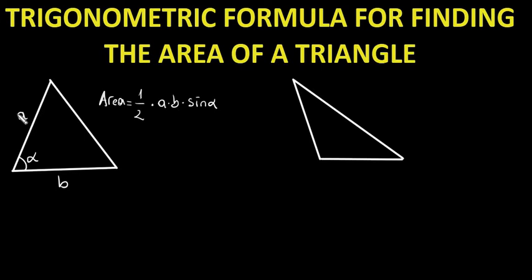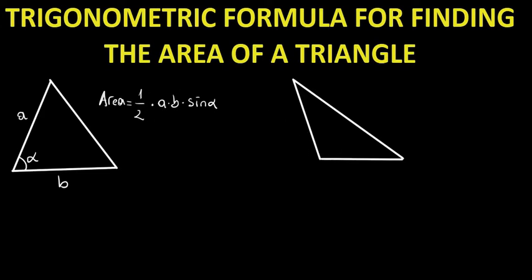Again, A is the length of this side, B is the length of this side. We just multiply them, A times B, and we multiply that by sine of alpha, and we divide that number by 2, okay? Or we multiply by 1 over 2, the same.